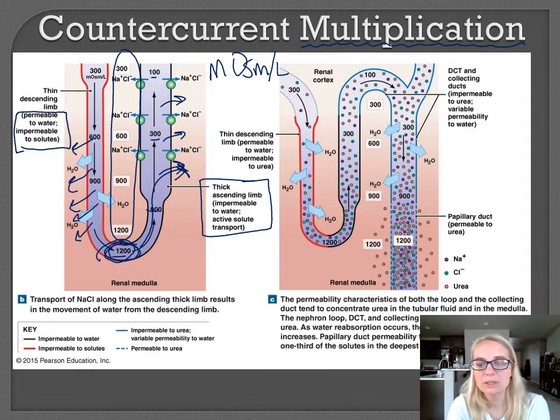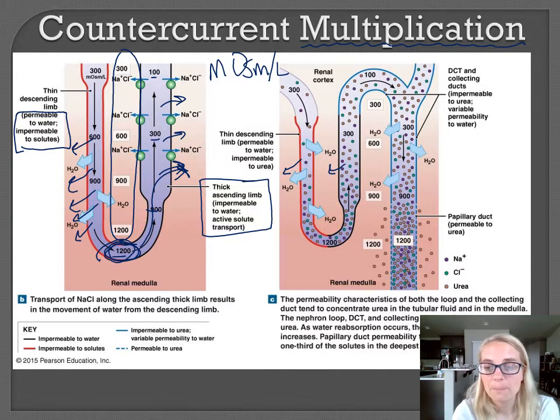Now, if we take a look at this picture over on the right-hand side, we can kind of see the same thing. We're reabsorbing water. We're going to be reabsorbing solutes. But if we take a look, now we're bringing in the collecting ducts. So the DCT and the collecting ducts here.